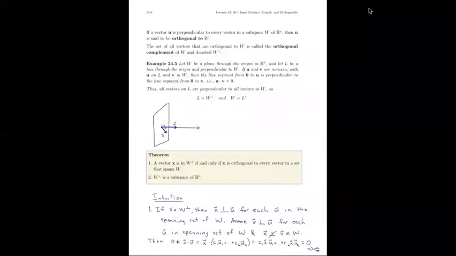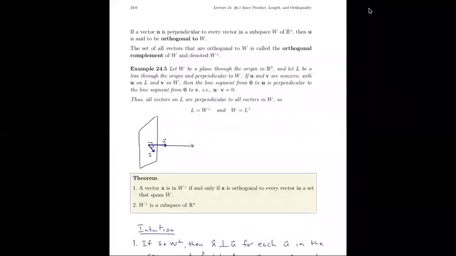Now, let's get into something a little bit deeper, and we'll talk about orthogonal complements to spaces. If a vector u is perpendicular to every vector in a subspace W of Rn, then u is said to be orthogonal to W. So W is some subspace of Rn, and if we find some vector u that happens to be perpendicular to every vector in W, then we'd say that u is orthogonal to that subspace, orthogonal to all vectors.